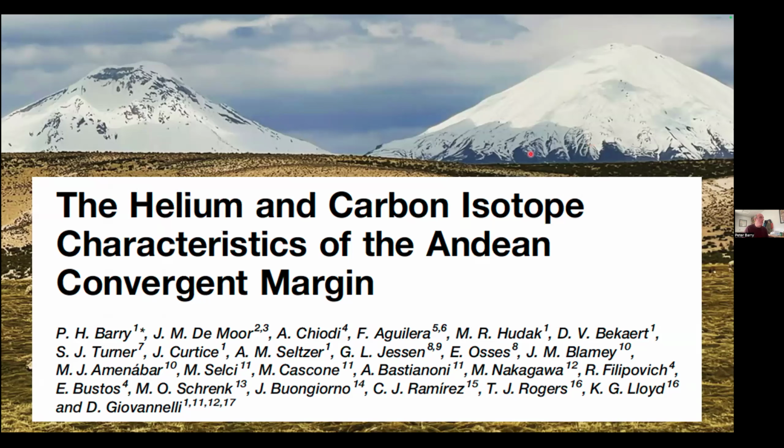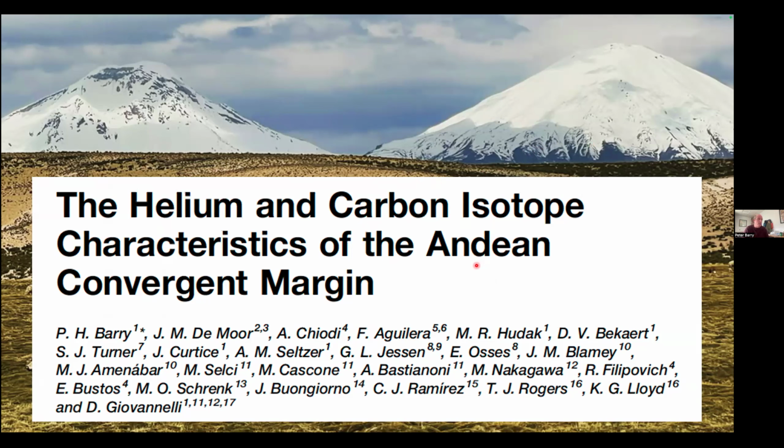And I want to talk about similar studies now that, based off this work, we conducted in the Andean Convergent Margin. So one of the first things after we published that paper back in 2019 was, how pervasive is this? Do we see this in other subduction zones?